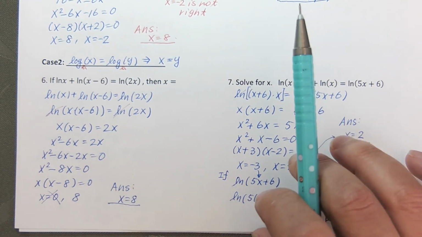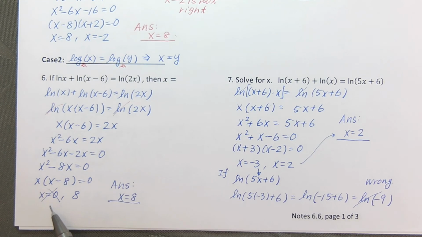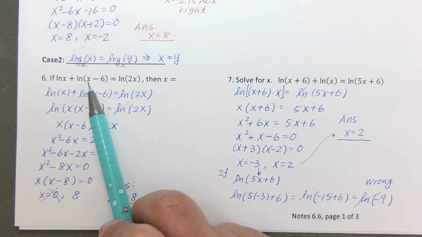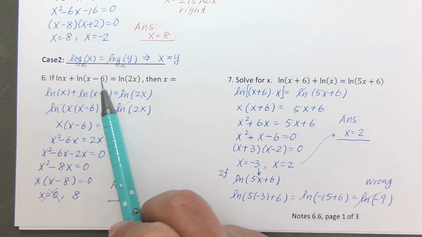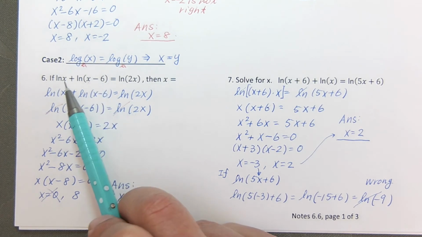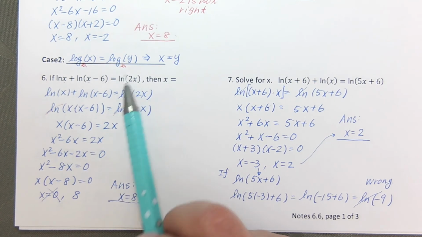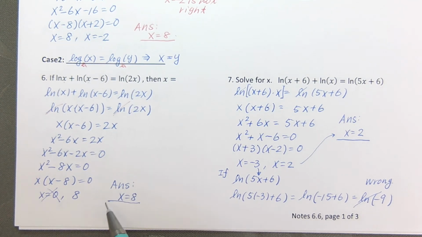Distribute and solve. Now we have to be careful again. When I plug in 0 to here, or here even, do you see I'm taking the natural log of negative 6? We can't take the natural log of negative 6. Even here, the natural log of 0 also is not going to be acceptable, here or here. So 0 gets thrown out. The answer is just 8.